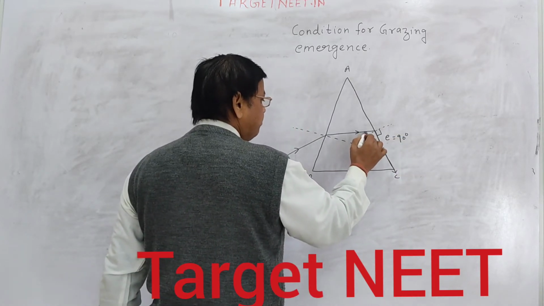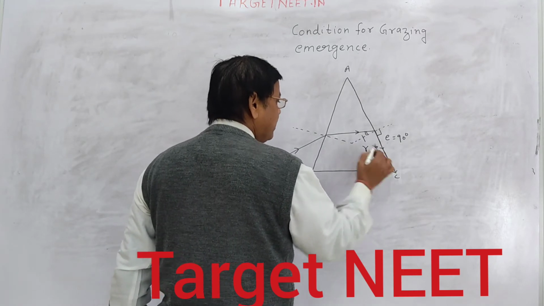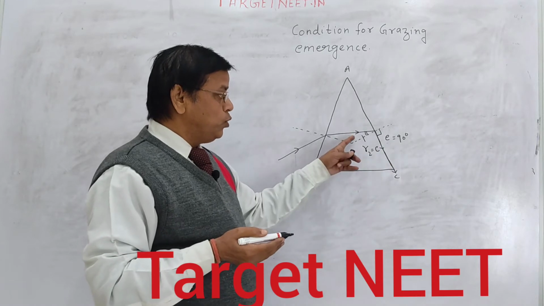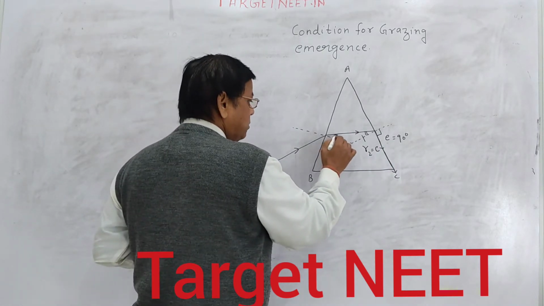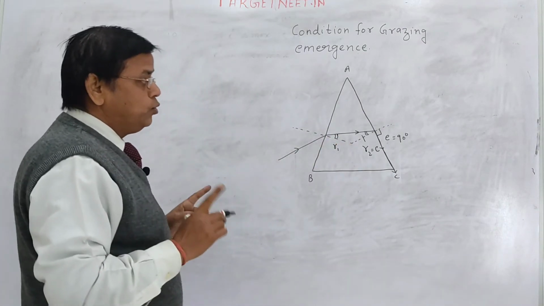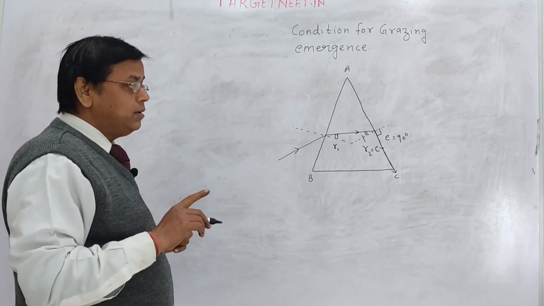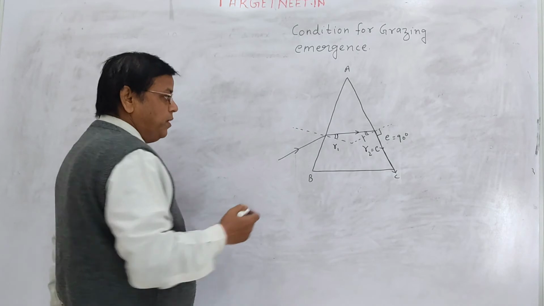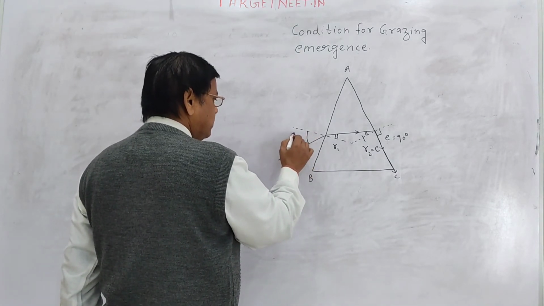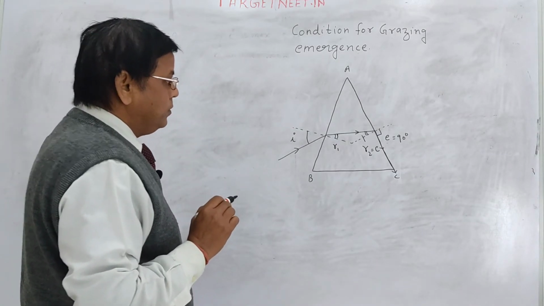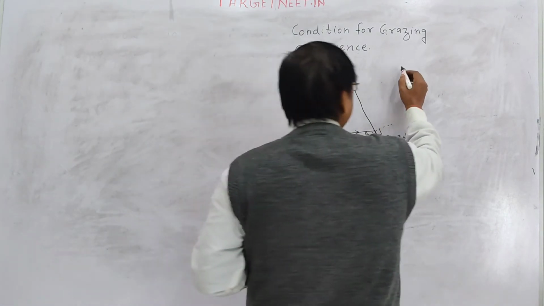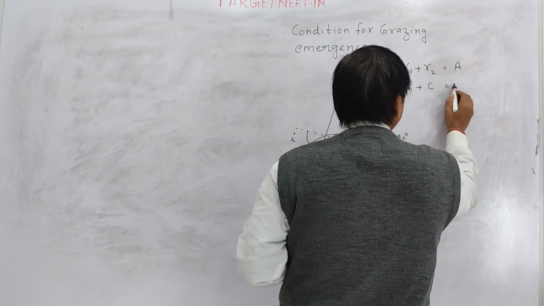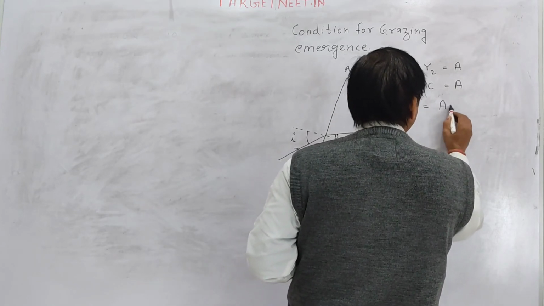It means angle R2 should be equal to critical angle, because when angle in denser medium is critical angle, angle in rarer medium is 90 degree. So this angle is critical angle, and let this angle be R1. So when R2 is equal to critical angle, angle of emergence will be 90 degree, and in this condition we say that emergent ray is grazing or grazing emergence. So what should be value of angle of incidence for grazing emergence? Now in this case we know that R1 plus R2 is equal to A, and in this case R2 is C, so R1 will be equal to A minus C.